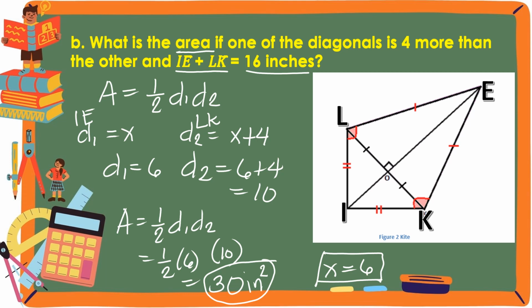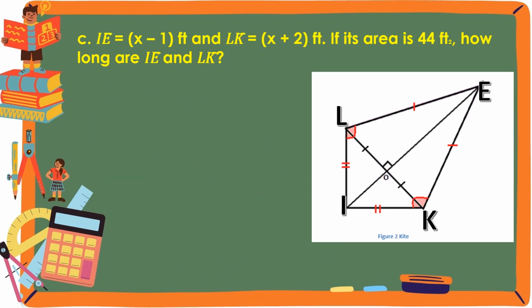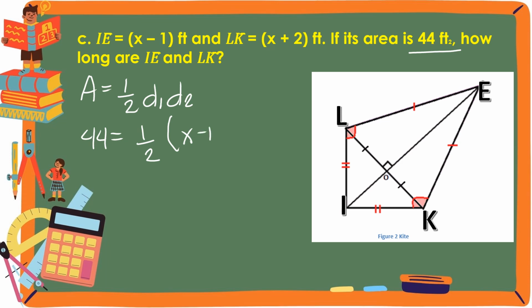Yan. Next. So, meron din tayo ditong IE ulit at LK. So, diagonals ulit ang given natin. So, para makuha ulit natin yung ating area, 1/2 ng D1 times D2. So, ang area daw natin ay 44 feet squared. 1/2. And then, ang ating D1 ay x minus 1. Ating D2 ay x plus 2. Okay, multiply natin muna sa 2 yung 44. So, that's 88. FOIL method.